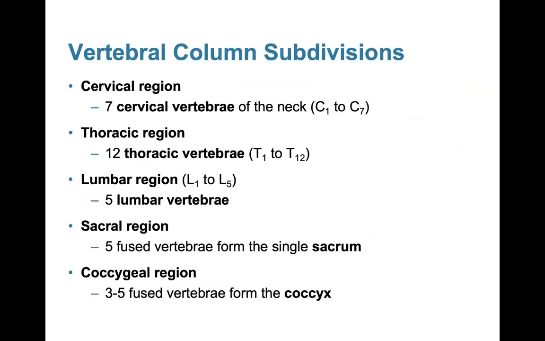The cervical region, referred to as the cervical vertebrae, will contain 7 vertebrae, numbered C1 through C7. The thoracic region has 12 thoracic vertebrae, T1 through T12. The lumbar region, L1 through L5. The sacral region, which is 5 fused vertebrae forming a single sacrum, and then the coccygeal region, which is 3 to 5 fused vertebrae to form the coccyx.